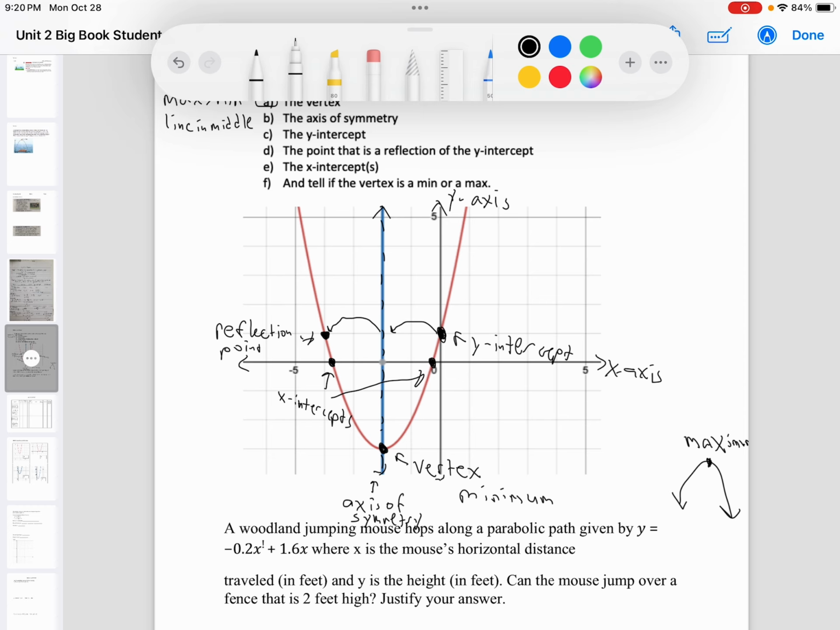But that is all that we need to do for the labeling on this graph. We do not need to do this word problem because we will not be doing that in the class.